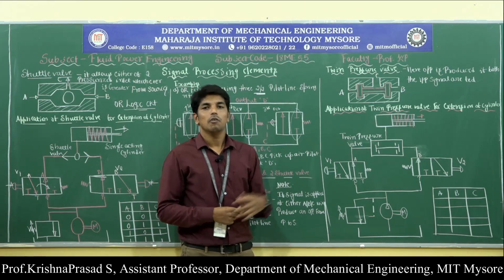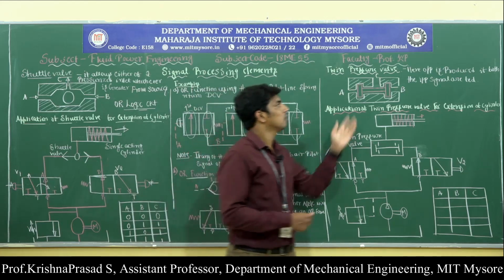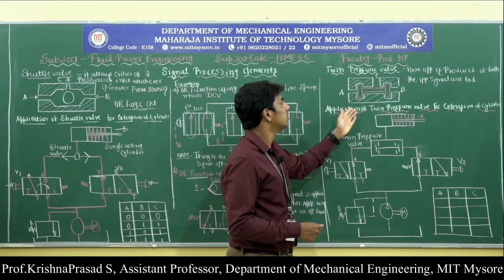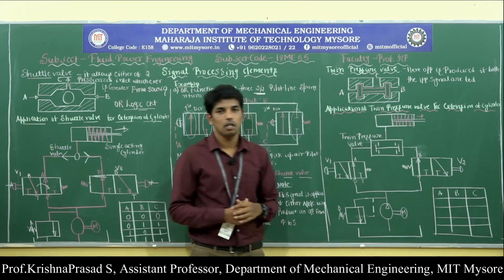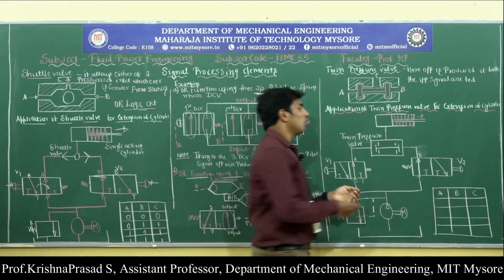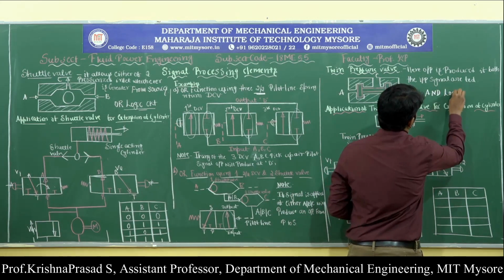Very important one, when will the output be produced in the case of the twin pressure valve? If both the input signals are fed into the twin pressure valve, then output will be produced at port C, and this twin pressure valve will act as the AND logic circuit.